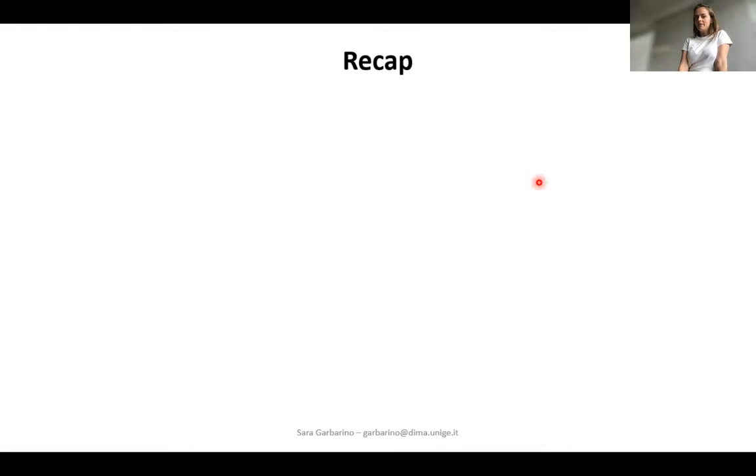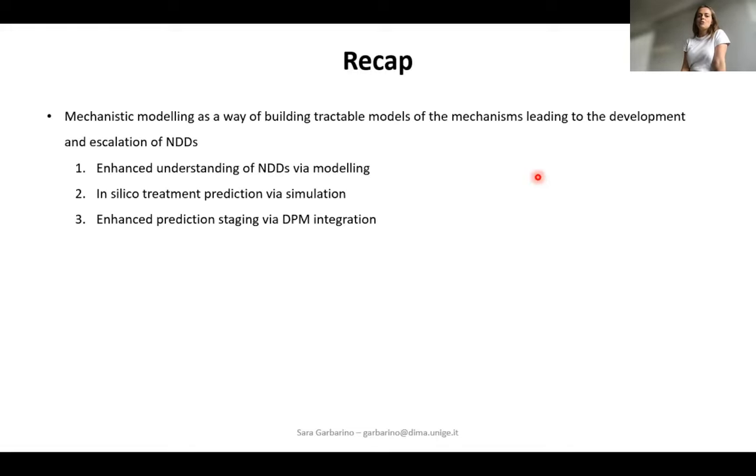Okay, recap of what we've seen today. We've seen mechanistic modeling as a way of building tractable models of the mechanisms leading to the development and escalation of neurodegenerative disorders, with the aim of enhancing our understanding of the disorders, making treatment predictions via simulation, and enhancing prediction and staging if combined with disease progression modeling. I'm aware these last two points are more of a challenge, we're not quite there yet, but I think they could be a way to go.